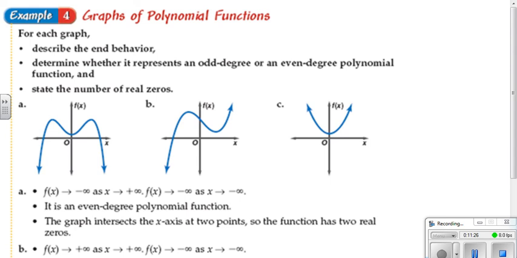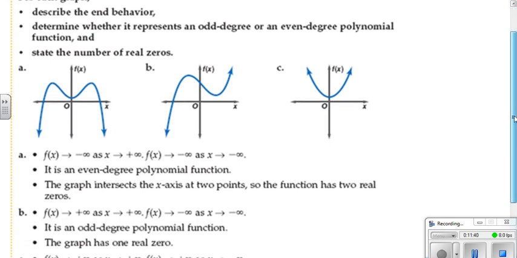So if we want to take an example looking at some graphs of polynomial functions. For each graph, we want to describe the end behaviors, determine whether or not it represents an odd or even degree polynomial function, and state the number of real zeros. Well, let's look at A here.